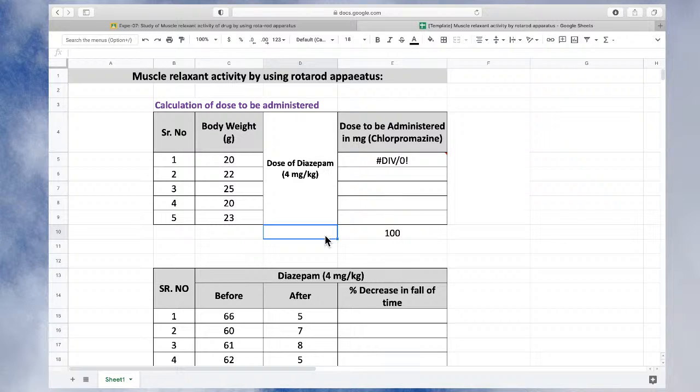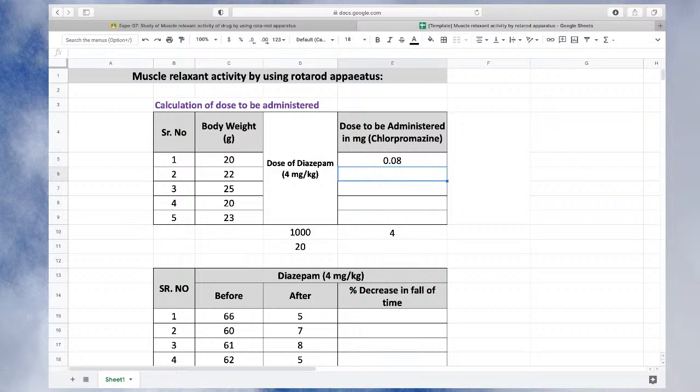So the dose for 1000 gram, what is the dose? For 1000 gram, the dose to be administered is 4 milligram. You need to calculate for 20 gram, because 1 kg means 1000 gram. So we'll be doing the cross multiplication, and you will get the answer 0.08 milligram.